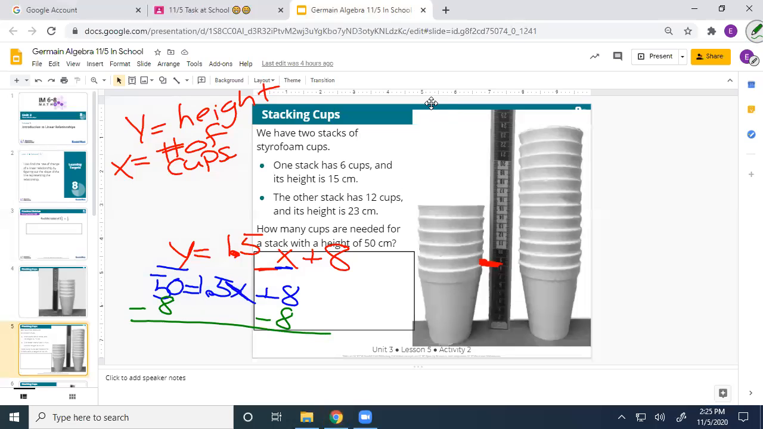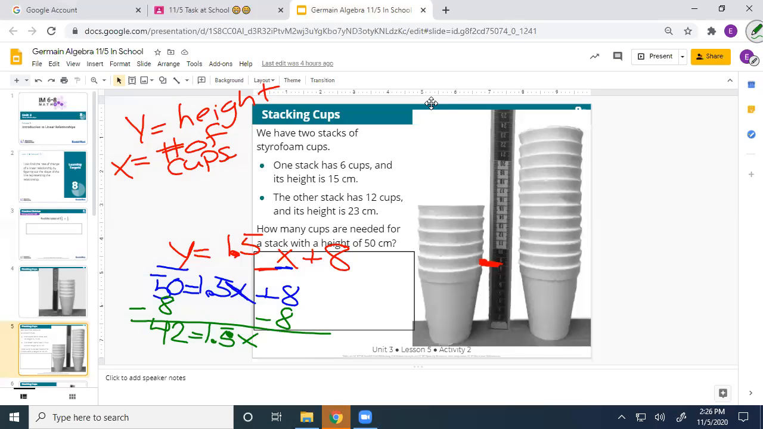50 minus 8 is 42. 42 is equal to 1.5x. I'm done. Nothing more to do. Ooh, okay. Help me out, Melina. What do I have to do? You multiply each side by 1.5 because it's a decimal. But it's still attached. Yes, it is a decimal, but it's still attached with multiplication. So you still need to undo it by doing what operation?